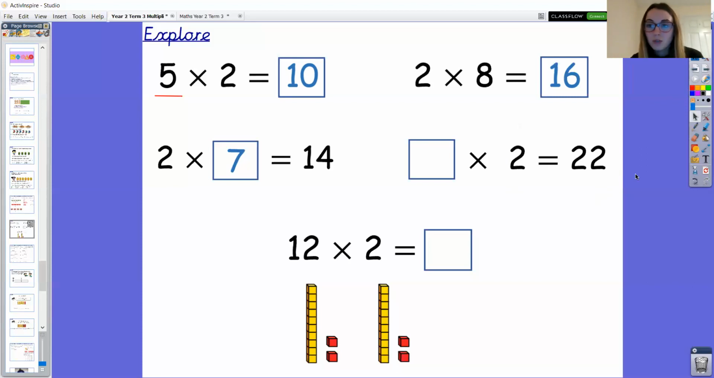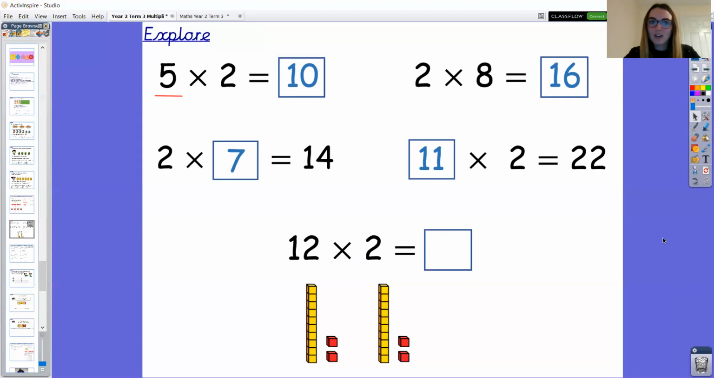Well done. So if you chose to halve 22, we know half of 2 1s is 1 1, and we know half of 2 10s is 1 10. So if you counted in your 2s, you should have counted them 11 times. So should we practice that and count to 22? Counting in our 2s. Are you ready? 2, 4, 6, 8, 10, 12, 14, 16, 18, 20, 22. Well done, Year 2. So let's say that multiplication together. 11 times 2 equals 22.